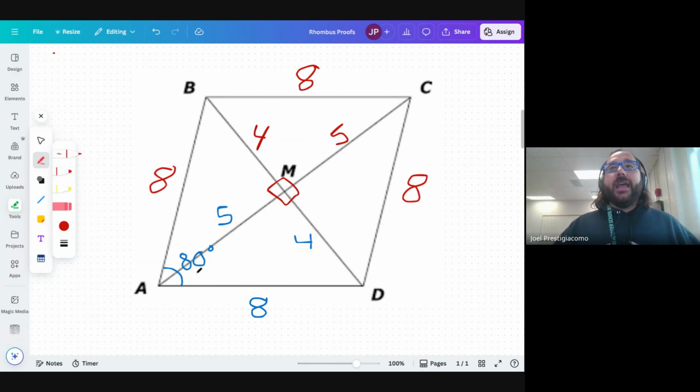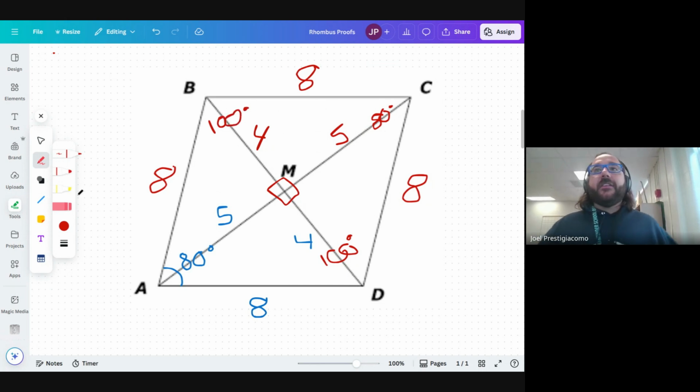So as far as the angles go, I know that overall this is going to have to be 100, right? Because again, adjacent angles need to be supplements of each other. We'll do 100. Sorry, I'm daydreaming. This is 80 and this one's 100.